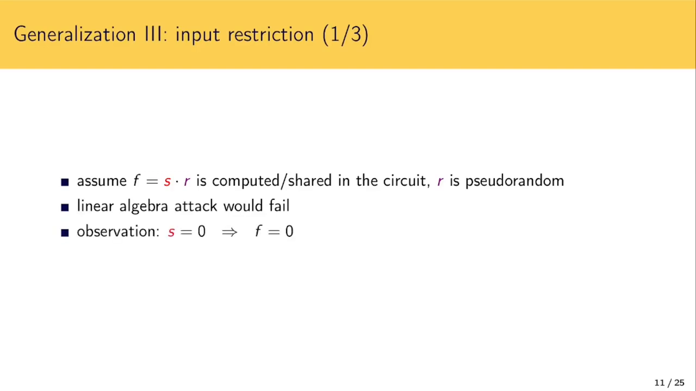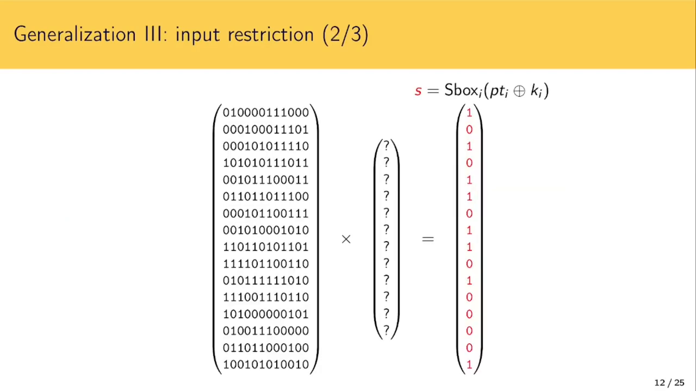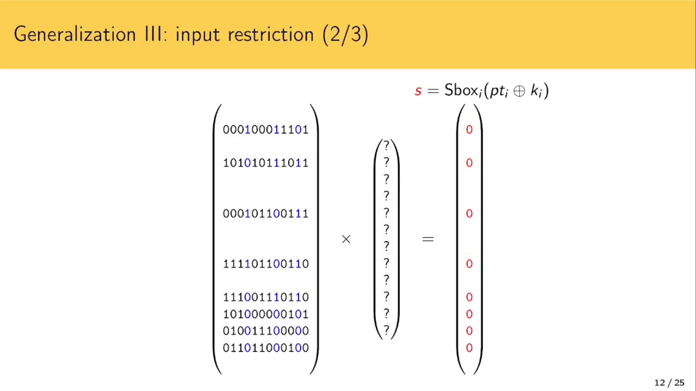However, we can observe that when s equals 0, then f also equals 0. Can we exploit it? The idea is simple. We restrict the system to the subset satisfying s equals 0. Then we solve the remaining system and find the solution. Note that this is a degree 1 attack, even though the expression is quadratic.